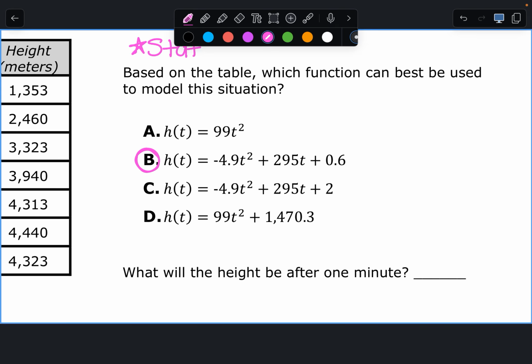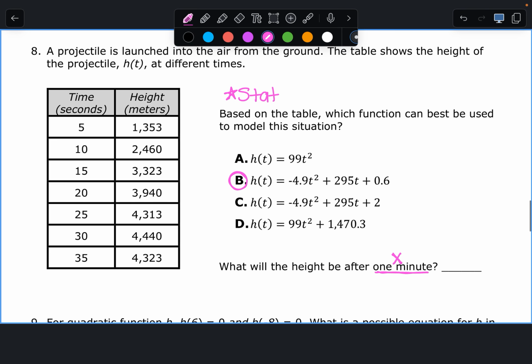Second part to this question, it says, what will the height be after 1 minute? 1 minute is what type of value, an X or a Y? X. But look very closely at your X values. Seconds. X values are in seconds. So how many seconds is 1 minute? 60 seconds. So that means here we're not looking for the number 1, we're looking for the number 60.